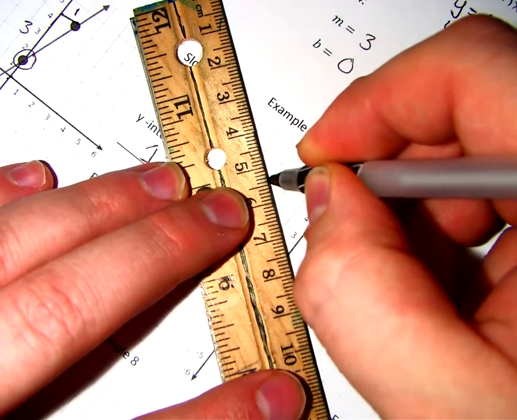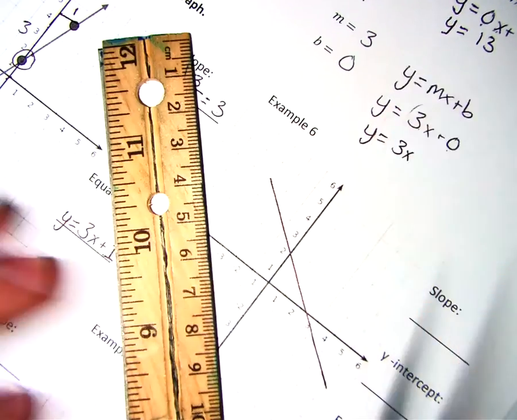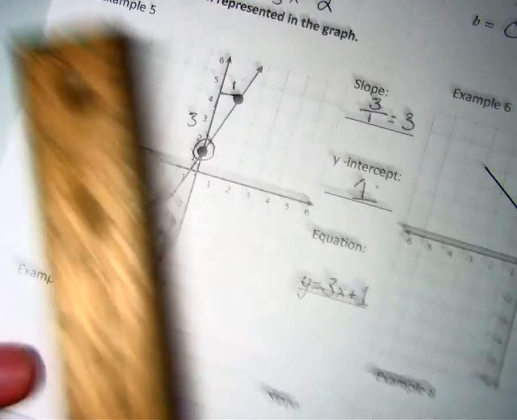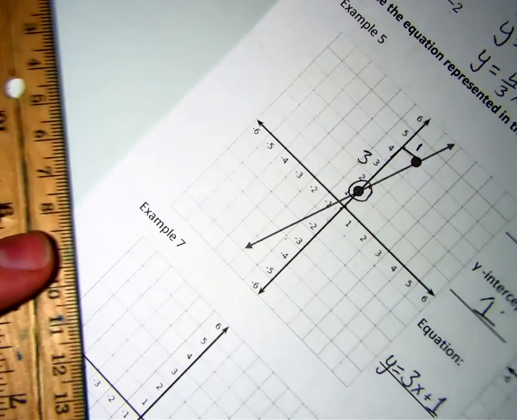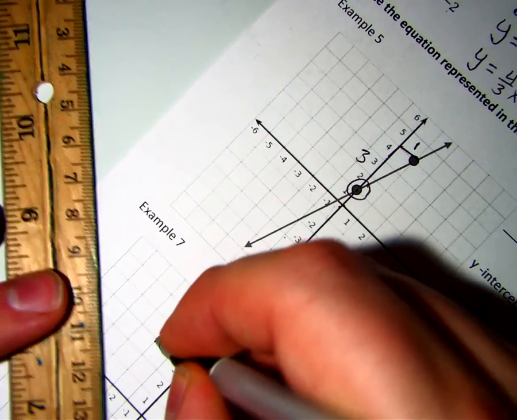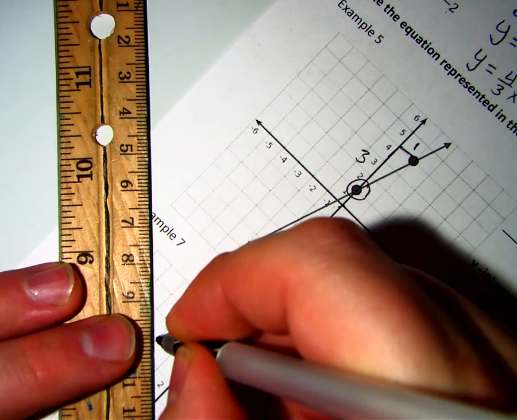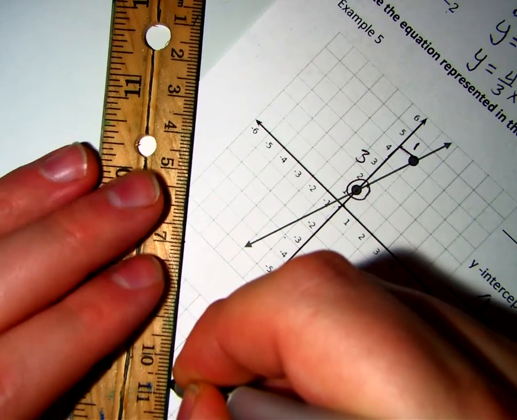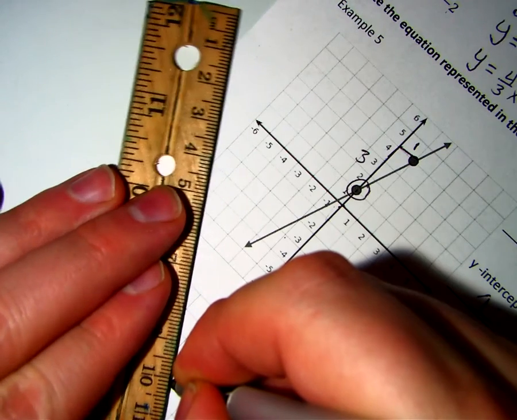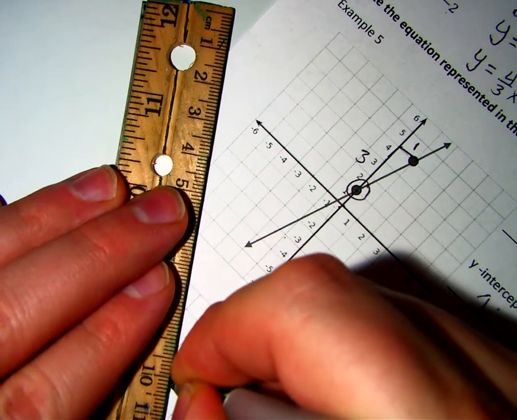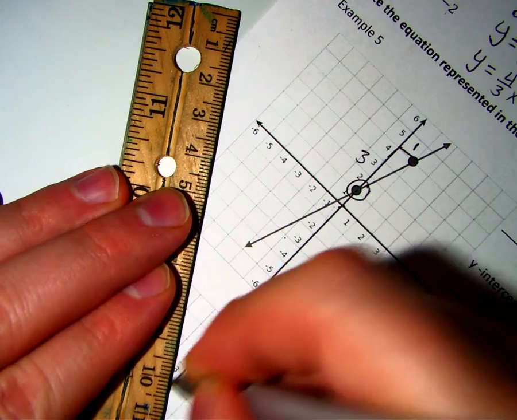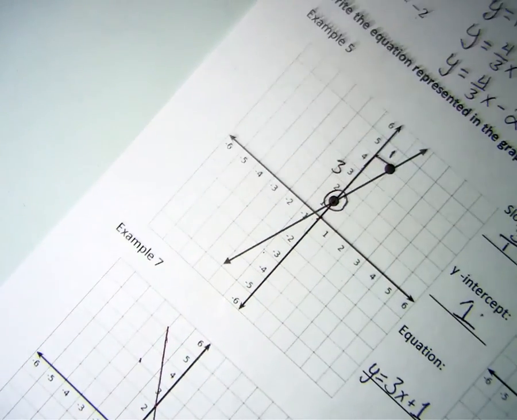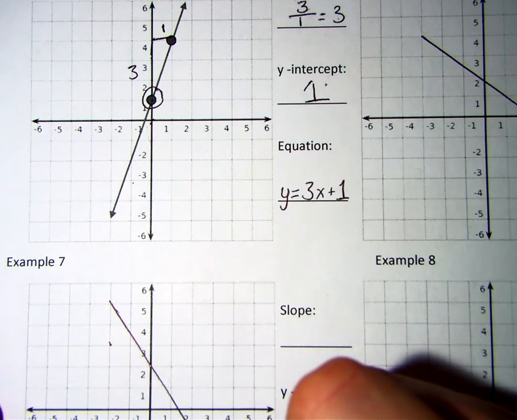Let's go from there to there. Ooh, that's not good. I need something that goes through a clear intercept because we're not ready for decimal intercepts. That looks a little better.